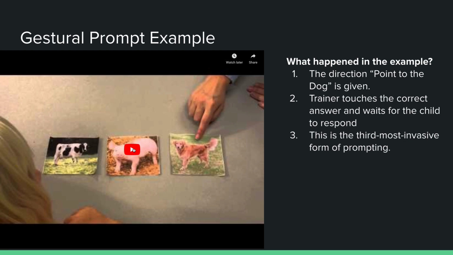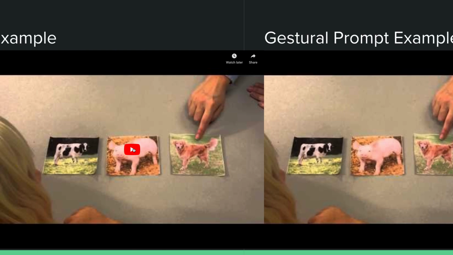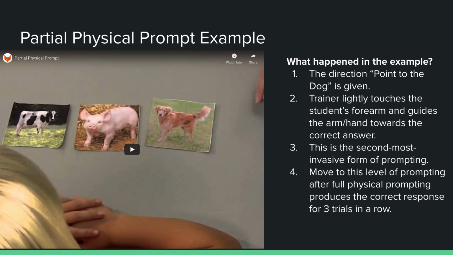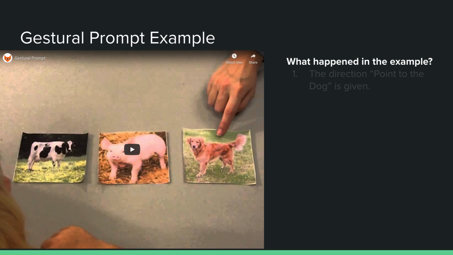So this is the third most invasive form of prompting. We move to this level of prompting after partial physical prompting produces the correct response, so 3 trials in a row. So basically, on this one, we do what they saw in the video 3 times in a row, and then if they continue to touch the dog correctly with just physical prompting, that's when we move to the gestural prompting.